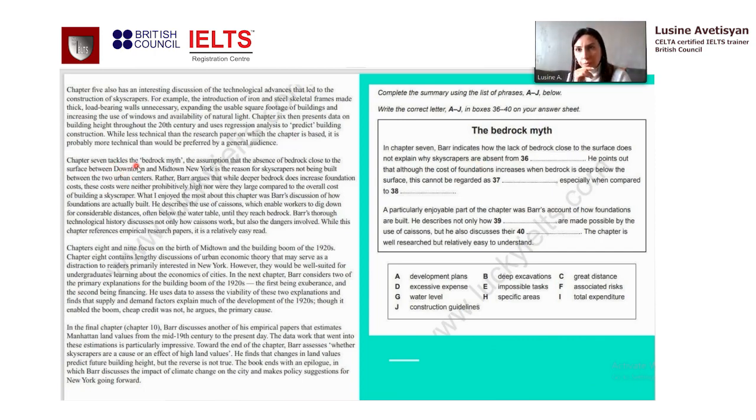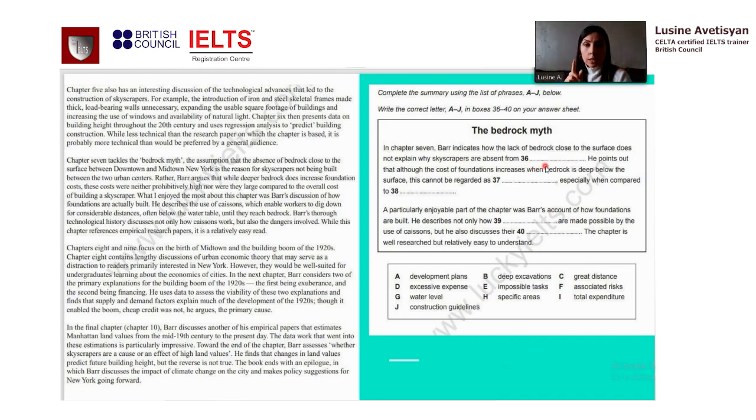In chapter 7, the bedrock myth, the assumption that absence of bedrock close to the surface between downtown and Midtown, New York, this is where we are located, is the reason for skyscrapers not being built between the two urban centers. So they are absent from the two urban centers, right? If this was just a summary completion, I would write the two urban centers. But this is not. I need to find my answer from the box.